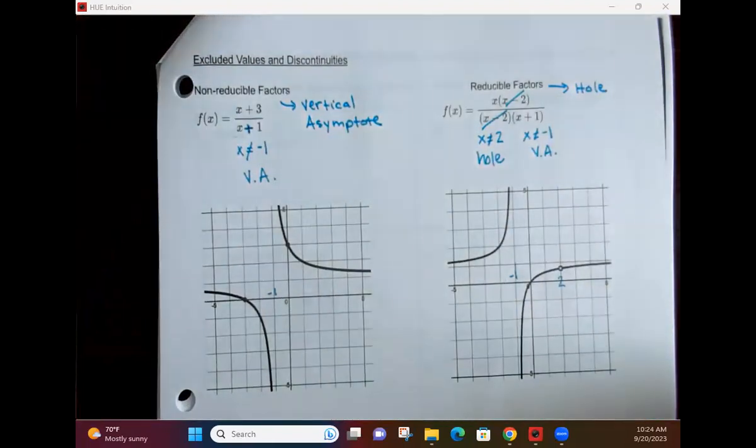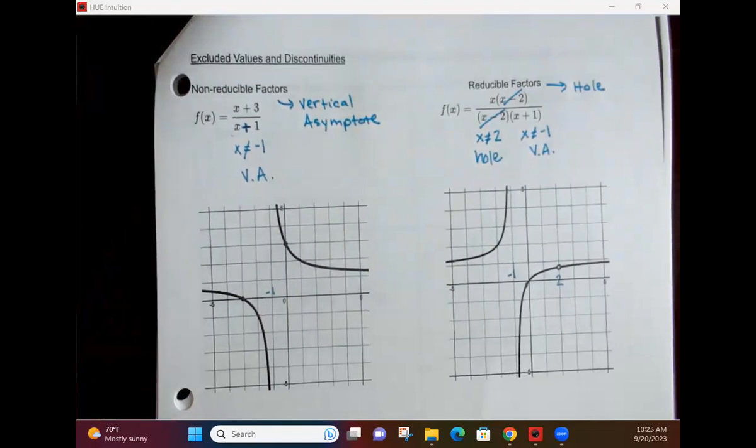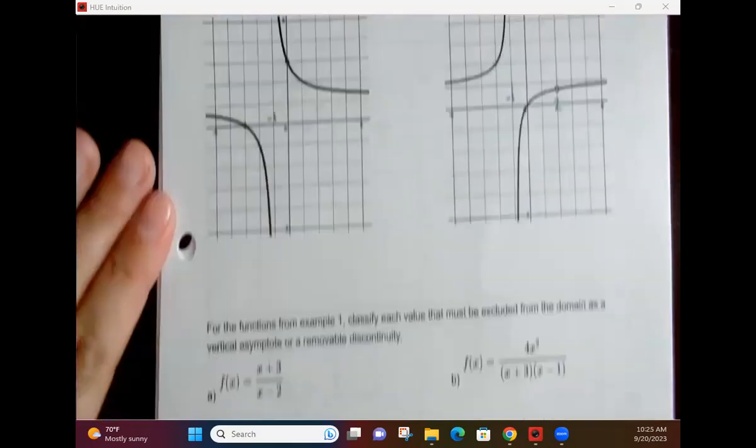If I've got the graph, I can look at the graph and see there's a hole there, there's an asymptote here. If I don't have the graph, then we can still use that function to be able to classify what those discontinuities will be. So we can state the domain. We know we need to exclude those values that make our function undefined. And we can also classify those values that we're excluding as holes or vertical asymptotes. Those are the discontinuities that we'll see in a rational function.